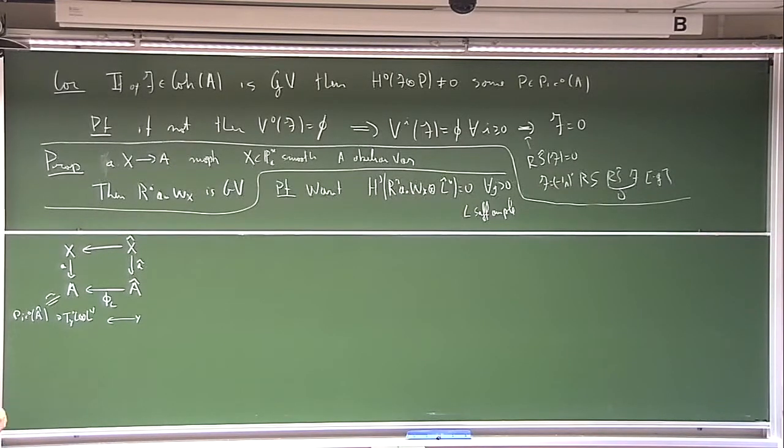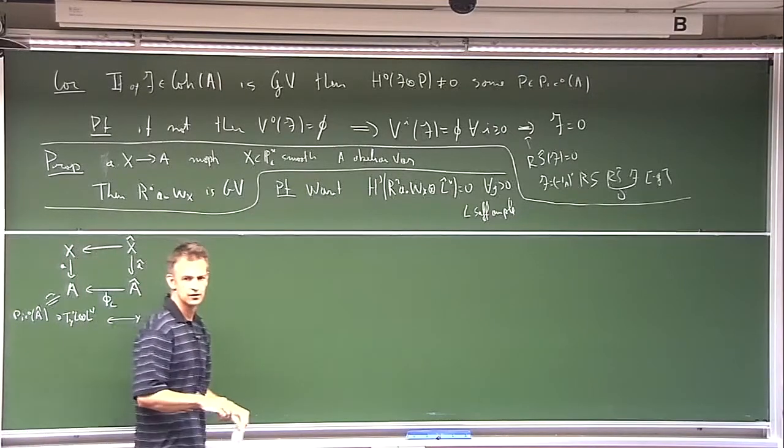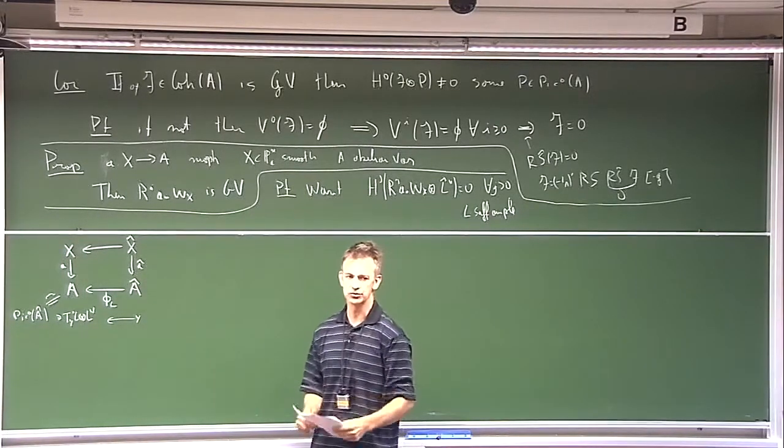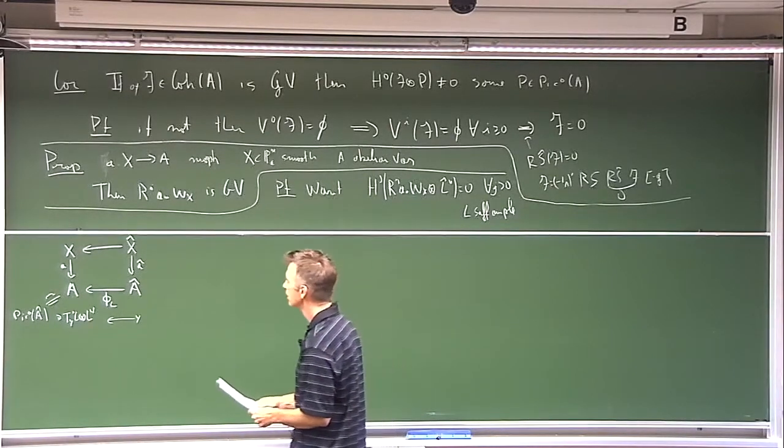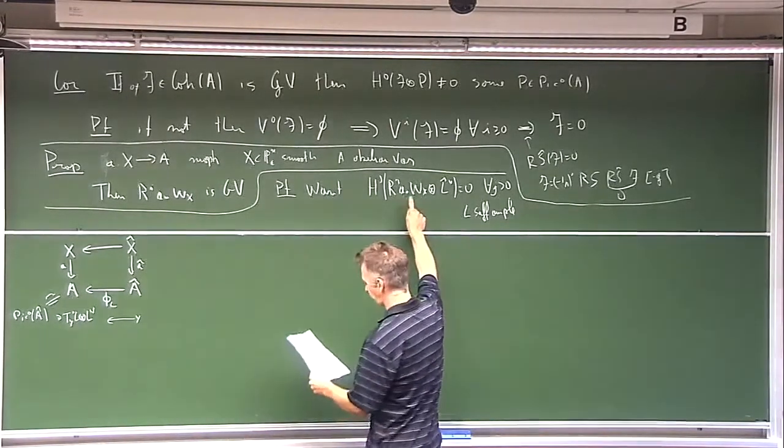Since we're in characteristic 0, we're over the complex numbers, this map is a tau map, and so the fiber product is also a tau map. In particular, X hat is smooth. There's a lot of technicalities I don't need to worry about in characteristic 0. This is the vanishing I want.